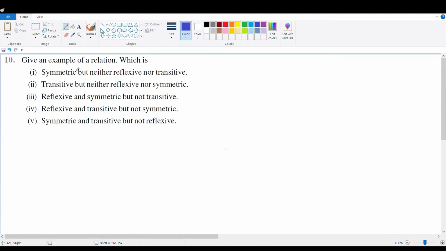Question 10. Give an example of a relation which is one, symmetric but neither reflexive nor transitive. For this one, we need to give a possible A set and a possible R set. So let's take 1, 2, 3 in A, and then it must be symmetric but not reflexive and not transitive. So (1, 2) and (2, 1). If our R set is this, then (1, 2) is there and (2, 1) is also there. So it is symmetric.